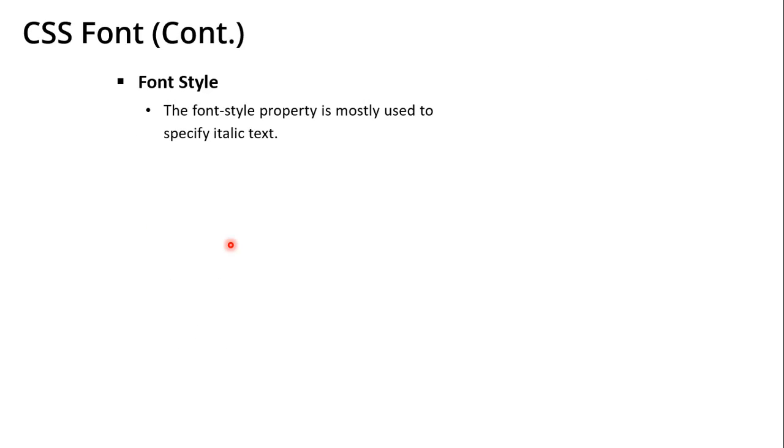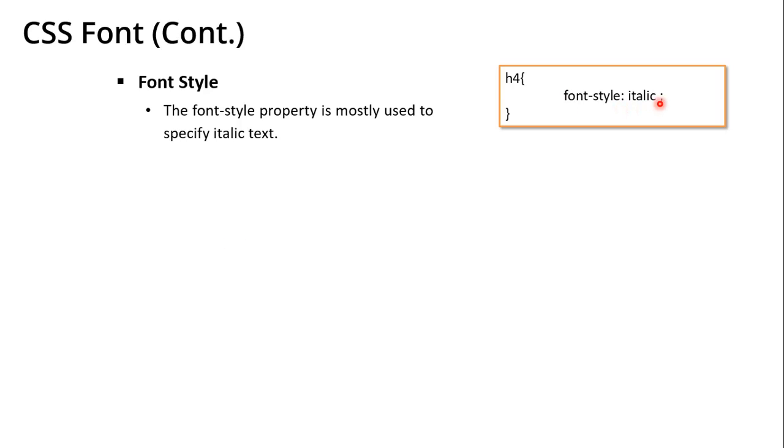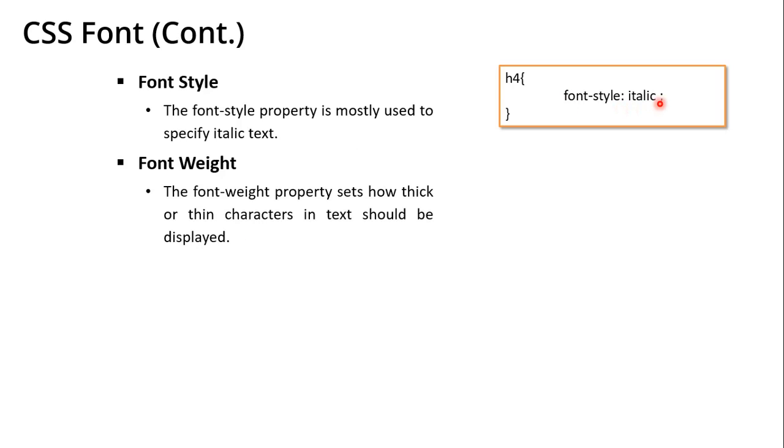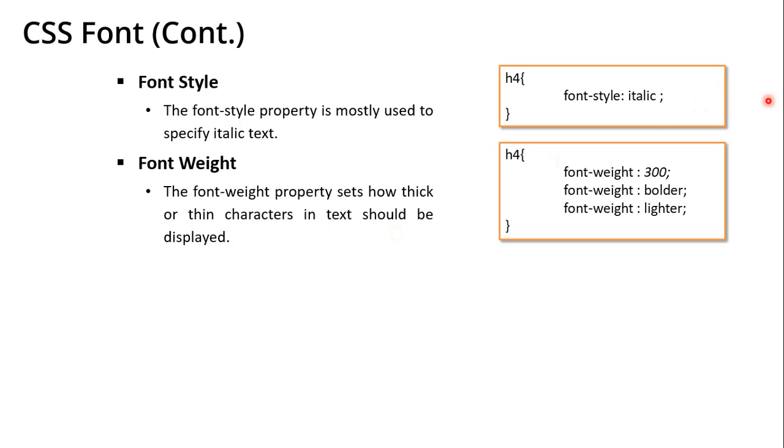Next is font style. The font style property is mostly used to specify italic text. So, font-style colon italic. Next is font weight. The font weight property sets how thick or thin characters in the text should be displayed. So it is the weight of the font. We can mention it using digits, so 300, or we can write bolder, so it will display in bold, or lighter, so it will display in light. So this is the font weight.